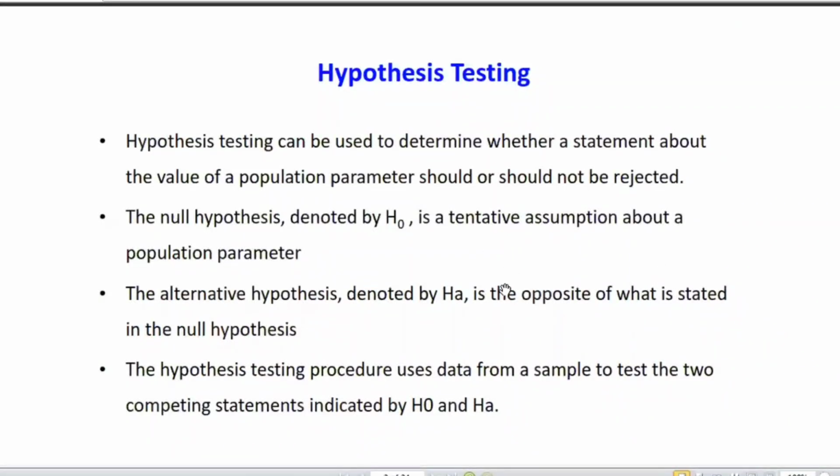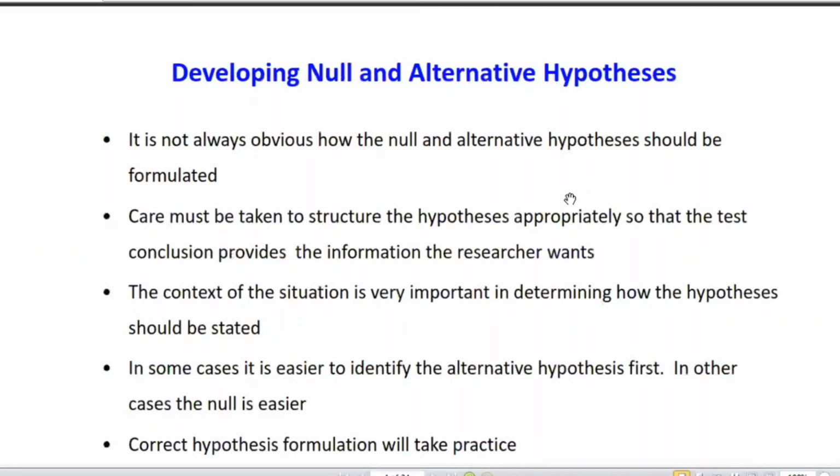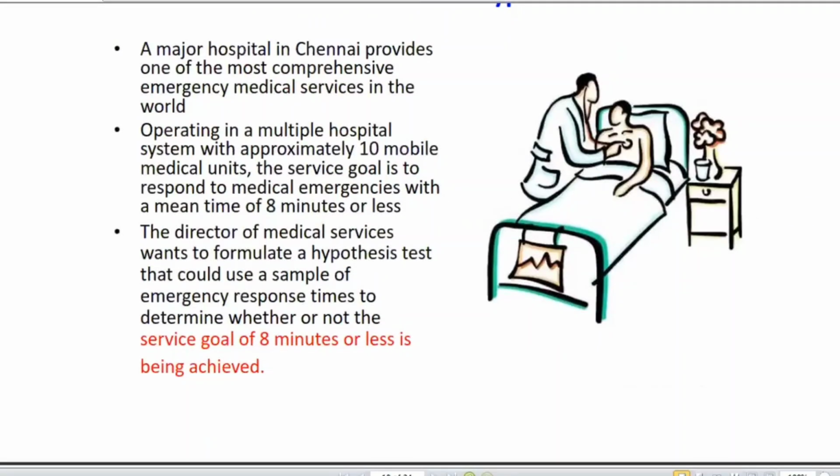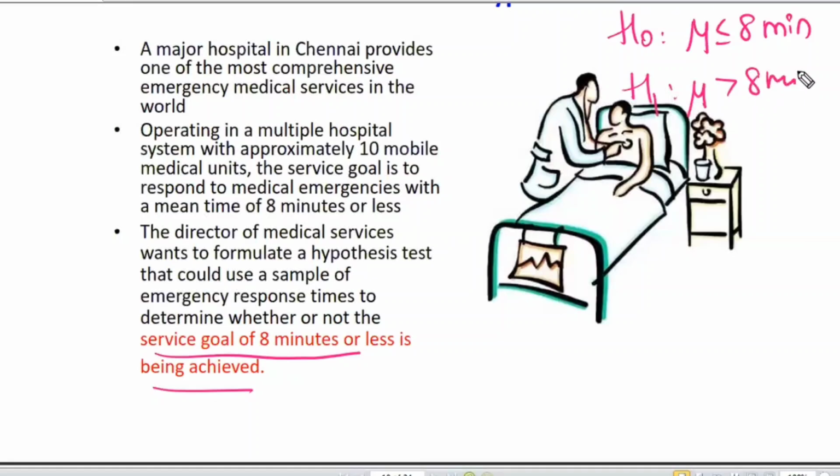I have explained with multiple examples how to formulate the null and alternate hypothesis. One example is where we have a service goal of 8 minutes or less, and the company wants to know whether it is being achieved or not. Now mu less than or equal to 8 minutes is the null hypothesis, meaning no action to be taken if it is achieved. If it is not achieved, you have to take action. So what requires no action goes in the null hypothesis, and what requires action goes in the alternate hypothesis.